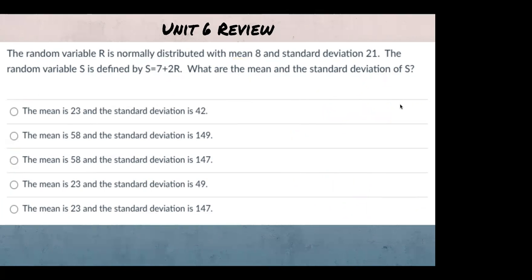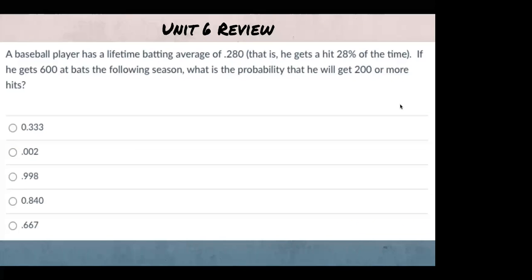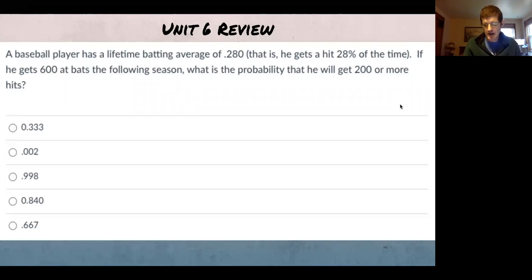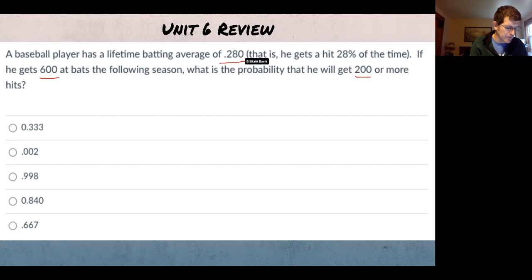Okay. So next problem, we are going to look at a binomial setting. All right, and what this means is that we have a set number of trials. So we're going to talk about a baseball player getting 600 trials of at-bats, and 200 is the kind of data point that we're looking at. So how many successes? So we're going to use this, and we'll figure out how we're going to use it exactly. And the probability is 0.28.